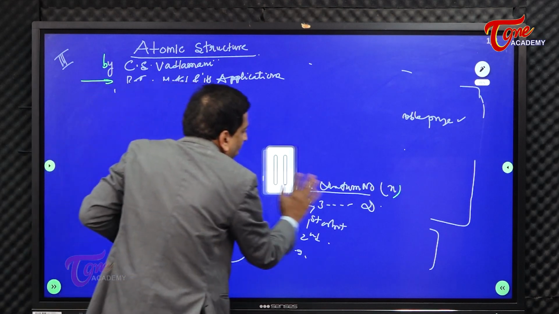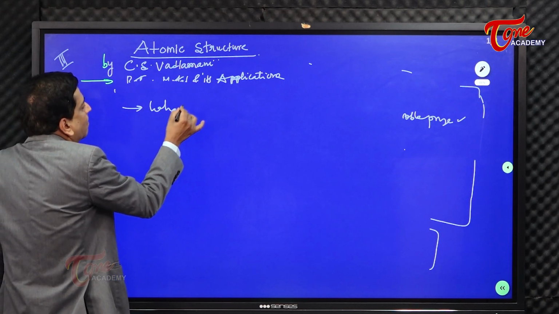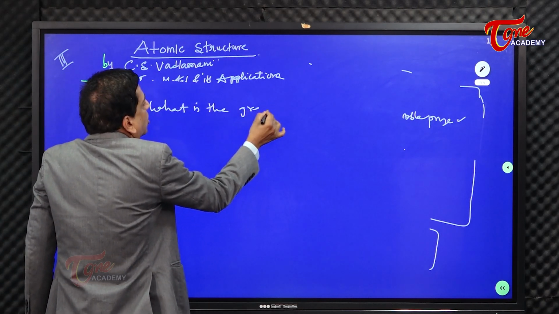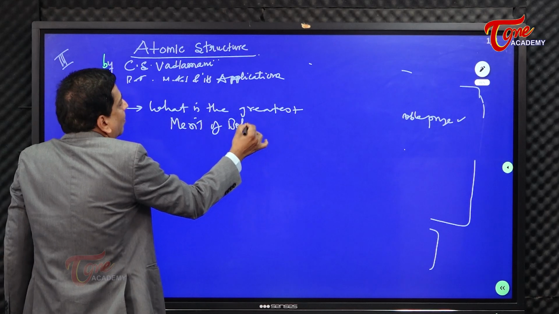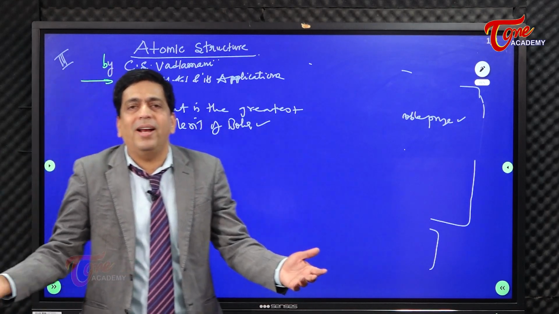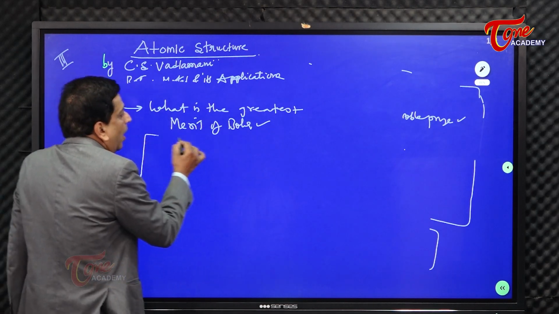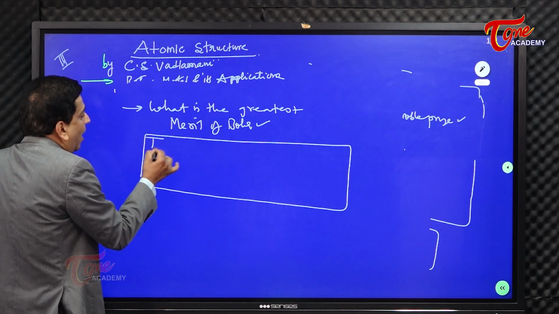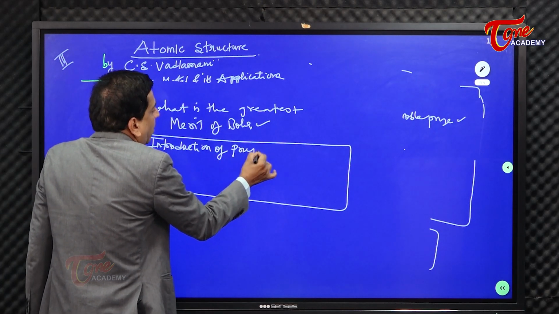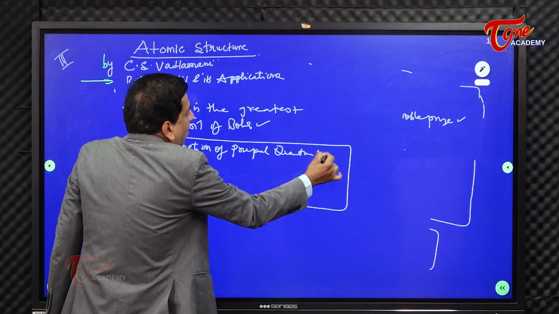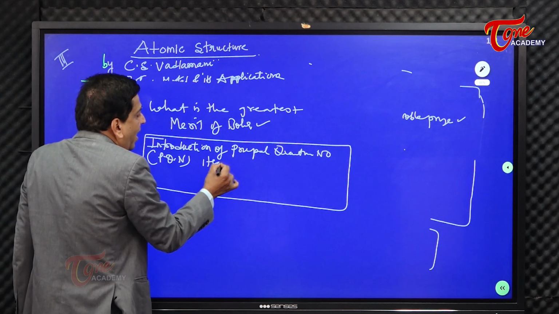If someone has asked this question to me, what is the greatest merit of Bohr? Then I don't tell all the story. What I will do is, I just say introduction of principal quantum number, that's PQN, principal quantum number, itself is a merit.